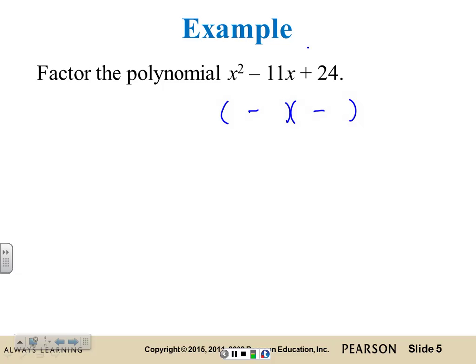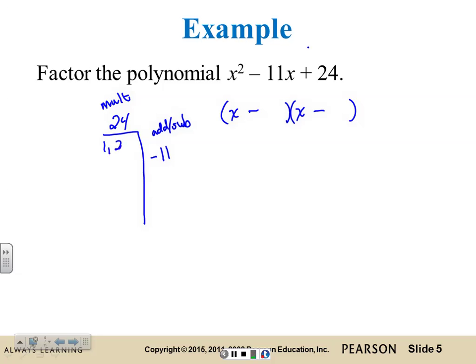Take the square root of x squared, which is going to be x, and think, what can I multiply together to get 24, but add together to get negative 11? The sign in front of the number goes with that number. So my signs are the same, so I'm going to be adding. Remember, this is multiply, and this is add or subtract. If your signs are the same, you're going to add. If the signs are different, you're going to subtract. So since my signs are the same, I'm going to be adding these two numbers together.